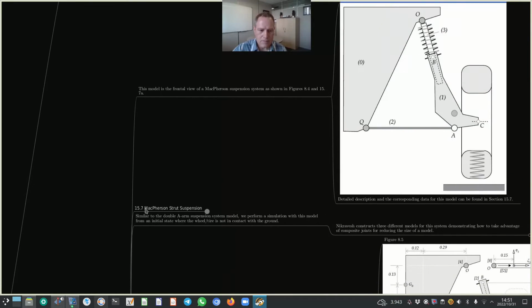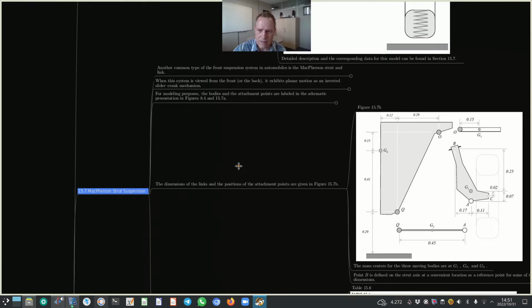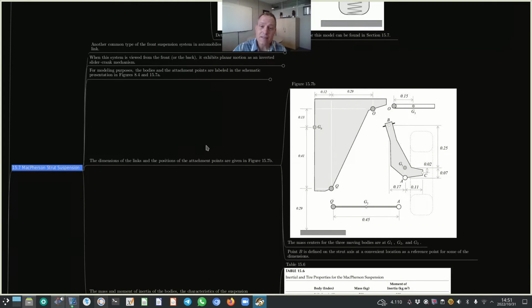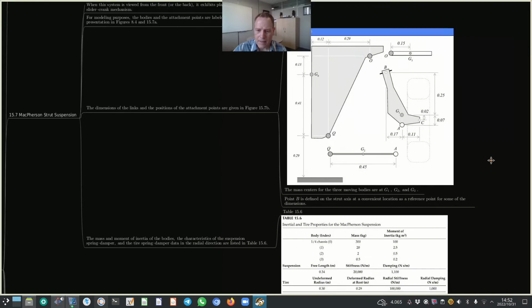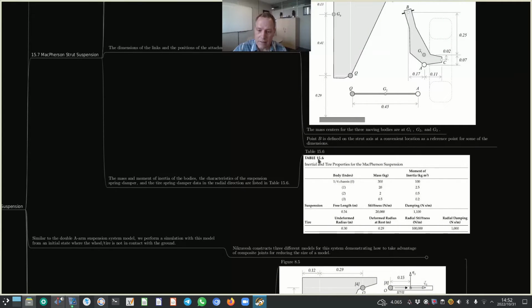Okay, so 15.7 deals with all the details of the suspension. I'm not going to go through it. I did go through it in lecture 5, so you're welcome to have a look if you are interested. I just want to briefly mention figure 15.7b, showing all the geometrical detail that we need in order to create the model in the dynamic analysis program, DAP, that Prof. Nikravesh compiled.